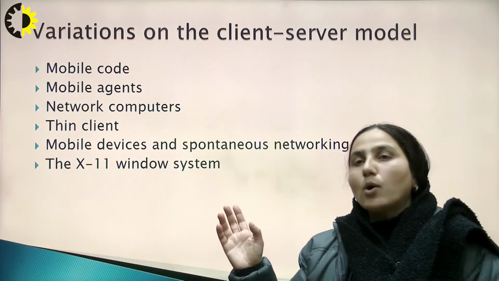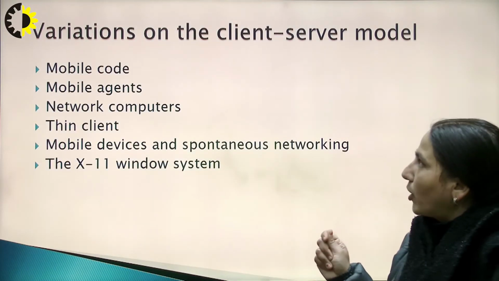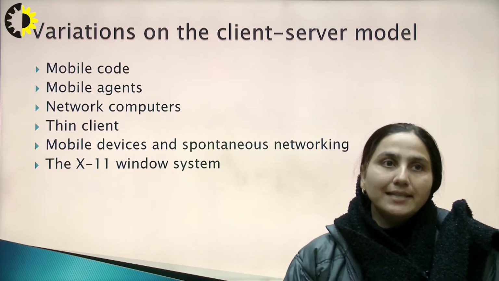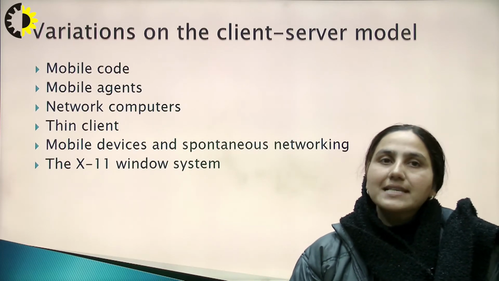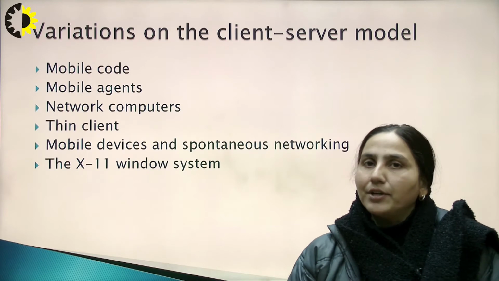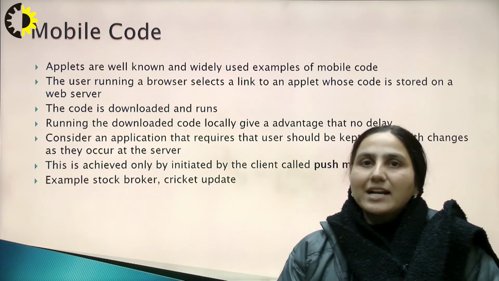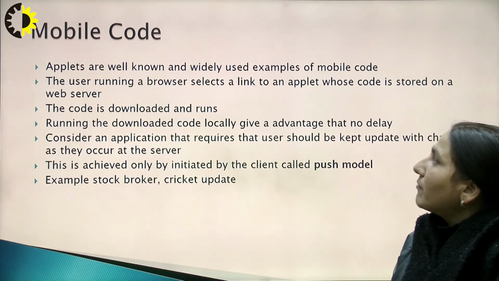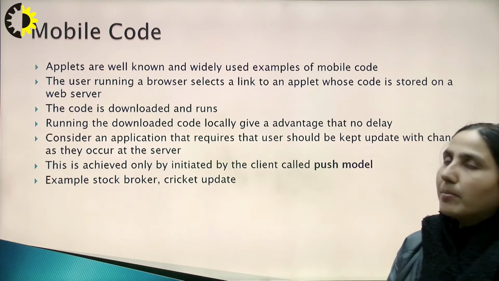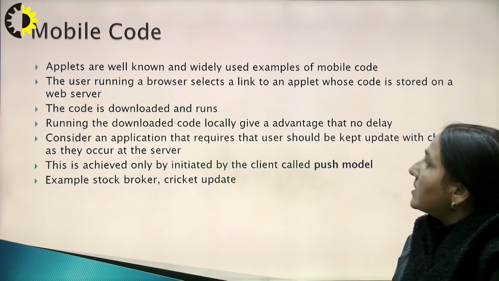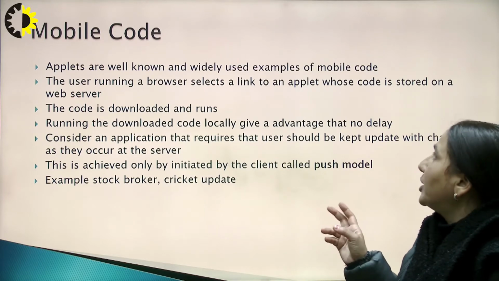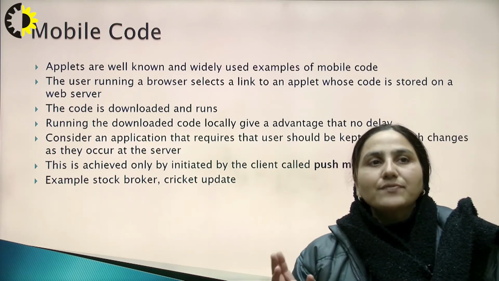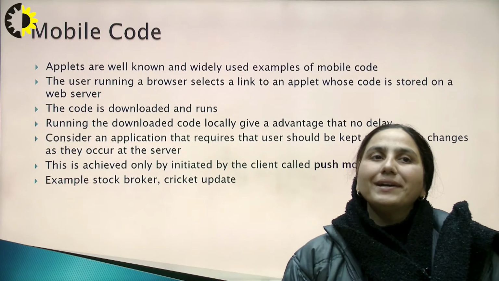Now, let's discuss variations on the client server model. What is mobile code, what is a mobile agent, what are network computers, thin clients, mobile devices and spontaneous networking, and lastly the X11 window system. So what is mobile code? Applets are well known and widely used examples of mobile code. Users running a browser select a link to an applet whose code is stored on a web server, and this code is downloaded and runs.